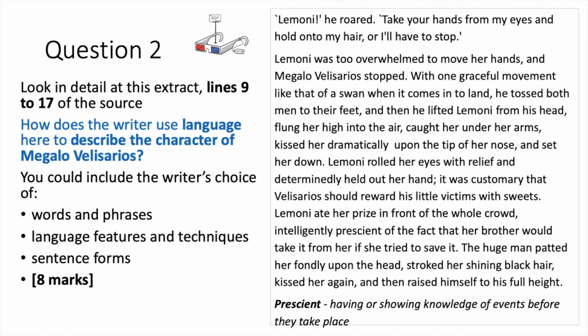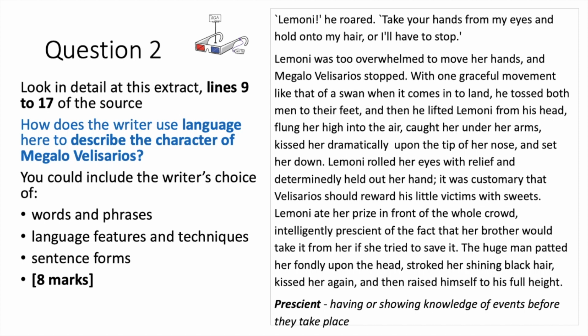You might, for example, comment on the writer's use of adjectives or similes. These are both appropriate uses of subject terminology. Just like question 1, you are only having to respond to a specific part of the extract. This should help you to focus your response. Focusing only on lines 9 to 17, read carefully through the text and consider, how does the writer use language here to describe the character of Megalo Velisarios?